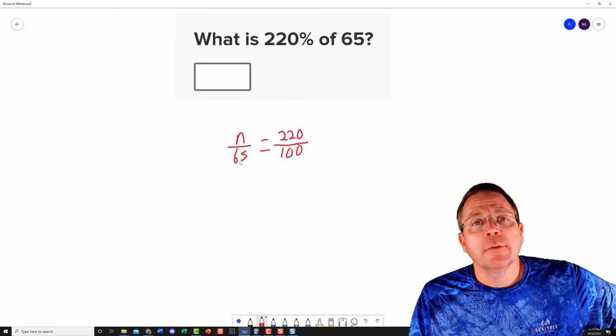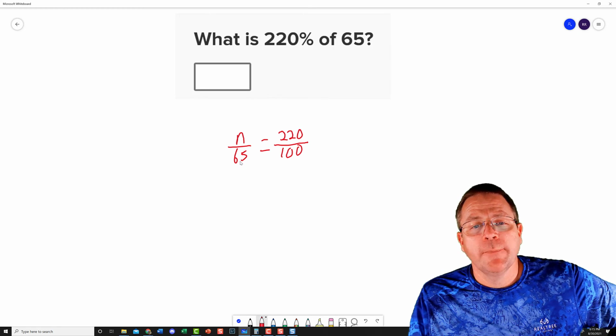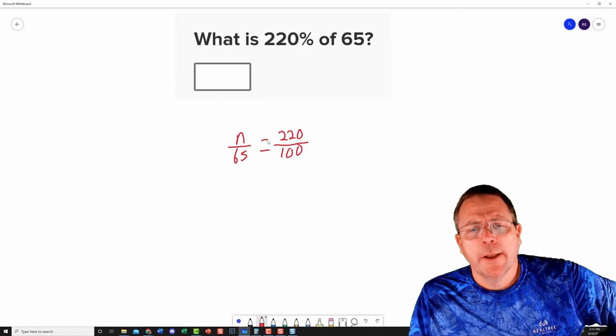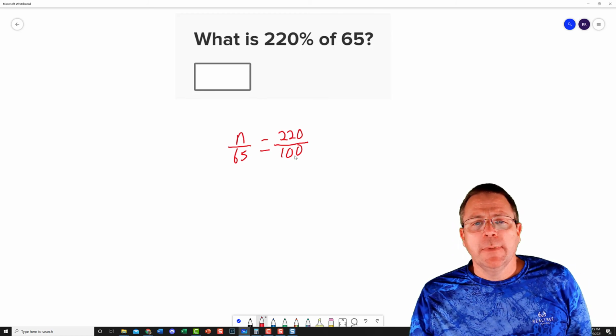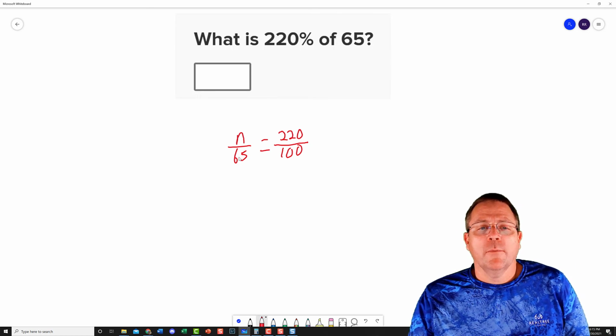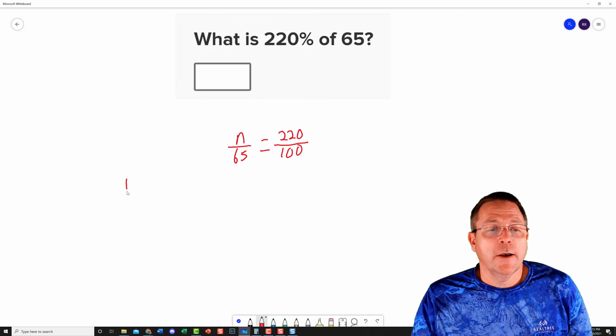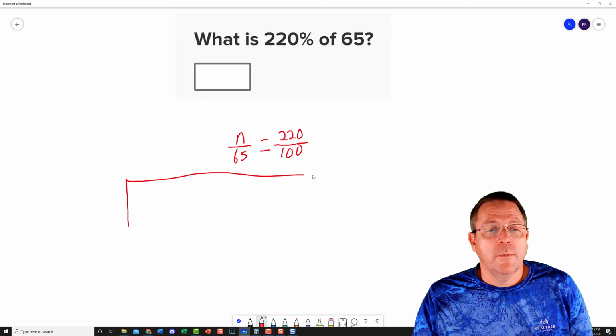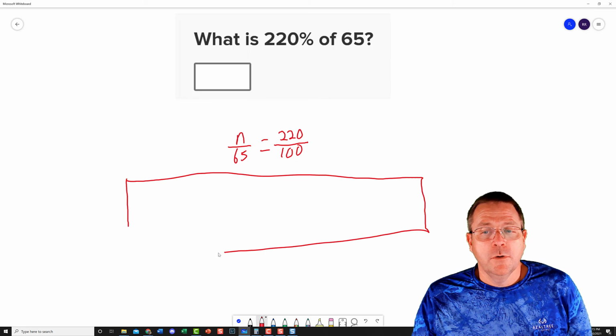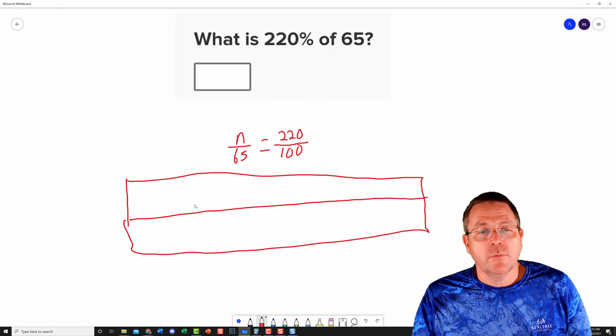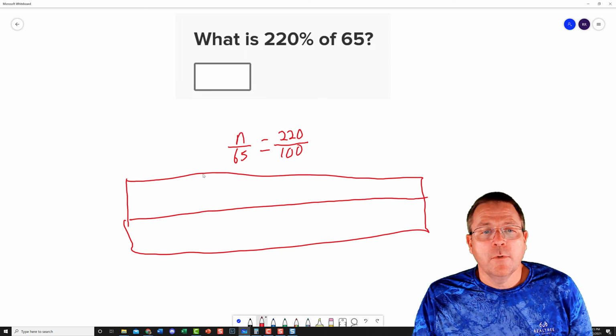Well, now therein lies the challenge, doesn't it? I think we need to use a different way. Instead of doing this method, because there's no whole number I can divide 100 by to get to 65, I think that we would be better off to use the table approach. Even though I like the algebraic approach, let's use the table approach instead. So we're going to start off with the part and the whole.